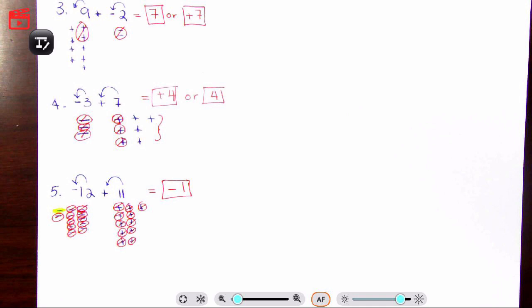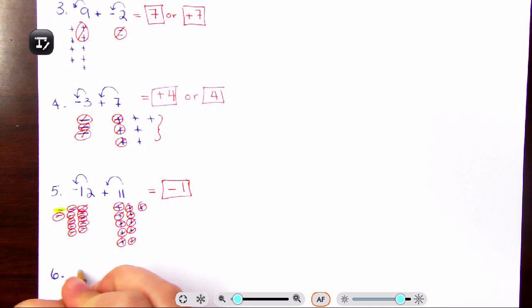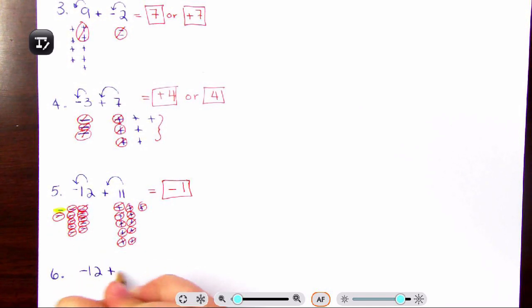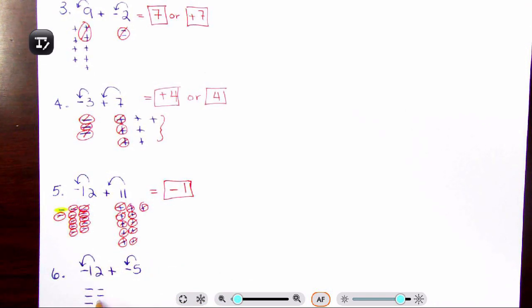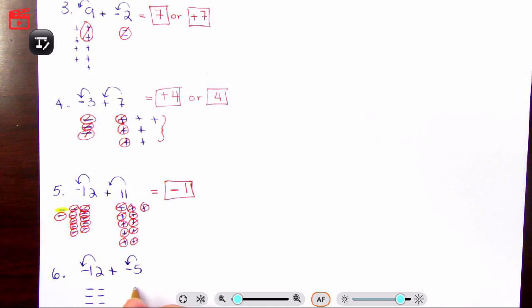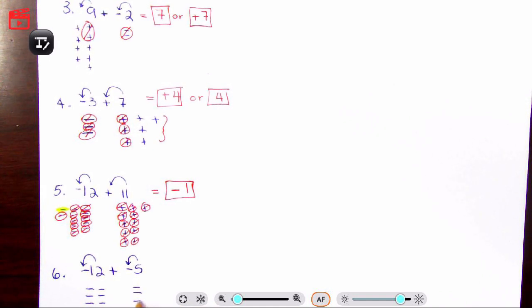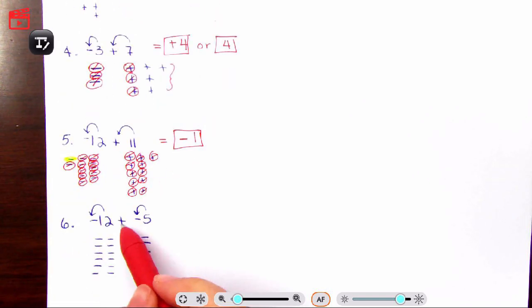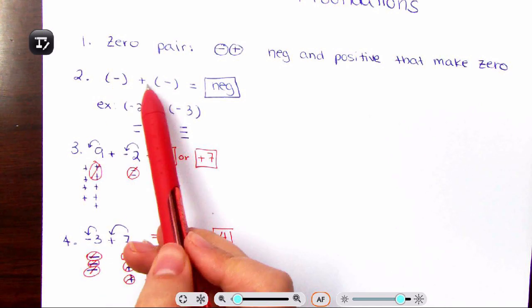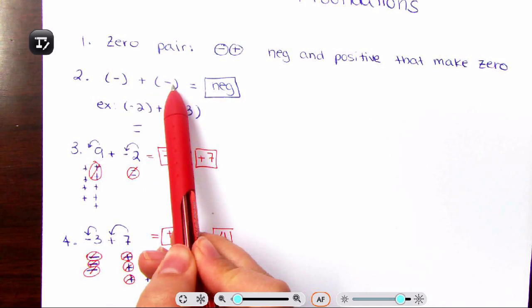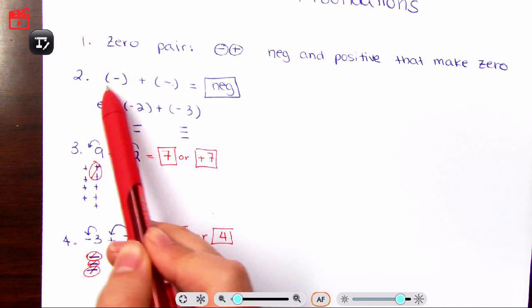All right, then we have negative 12 plus negative 5. Again, 12 is negative, 5 is negative. So I have 1, 2, 3, 4, 5, 6, 7, 8, 9, 10, 11, 12, and I have 5 negatives, 1, 2, 3, 4, 5. Notice how we have a negative and a negative. That brings us back to question number 2. If I have a negative number and I add another negative number, I will always have a negative answer.